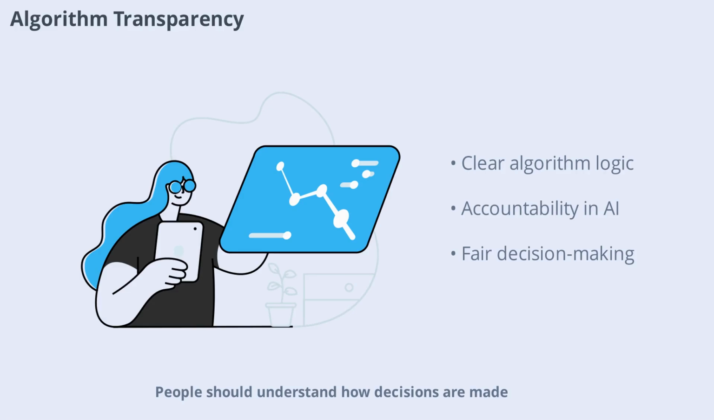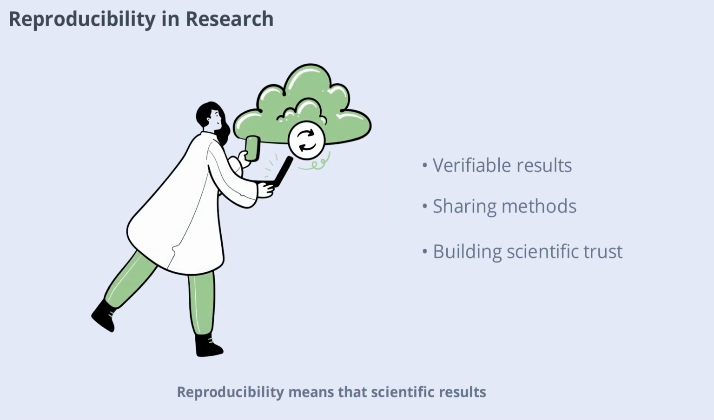As algorithms play a bigger role in digital biology, transparency about how they work becomes crucial. People should understand how decisions are made, especially in healthcare or research settings. Transparent algorithms help ensure accountability and fairness. Reproducibility means that scientific results can be independently verified by others.